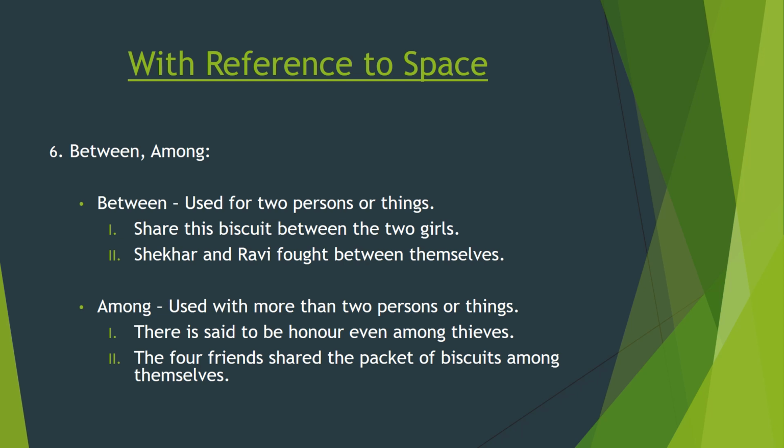It means we are talking about thieves, countless. So the preposition among is used over here. The four friends shared the packet of biscuits among themselves. The number is already given, the four friends, so we will be using the preposition among. So the difference between between and among is: between is for two people and among is for more than two.